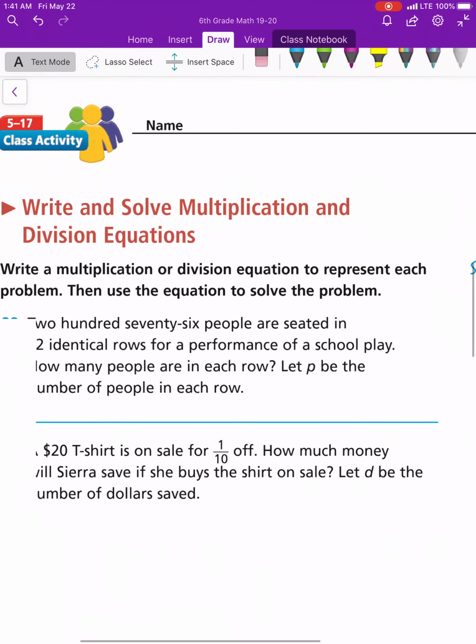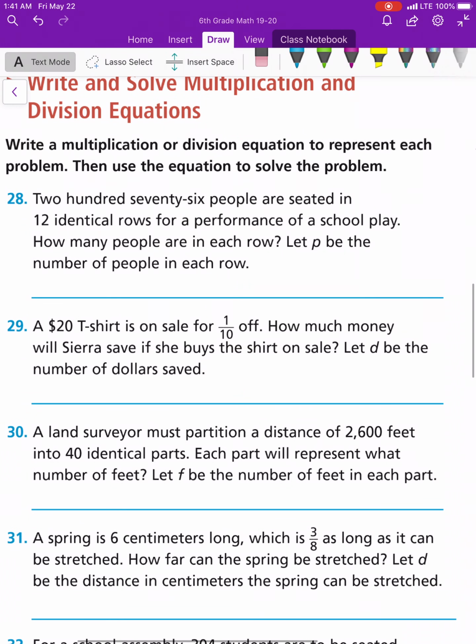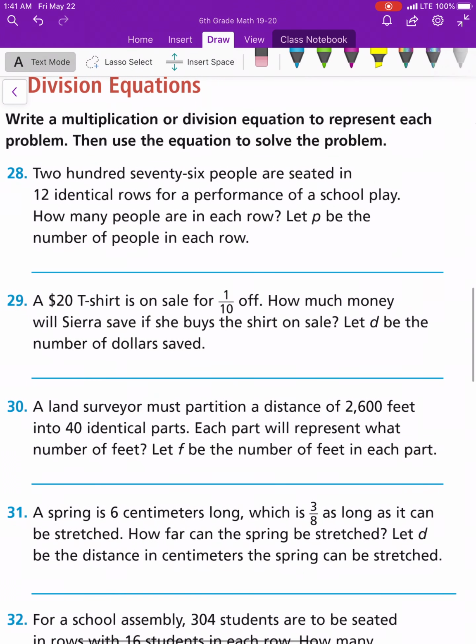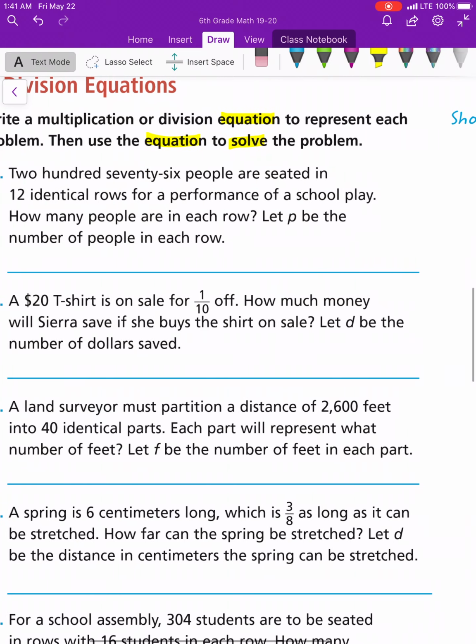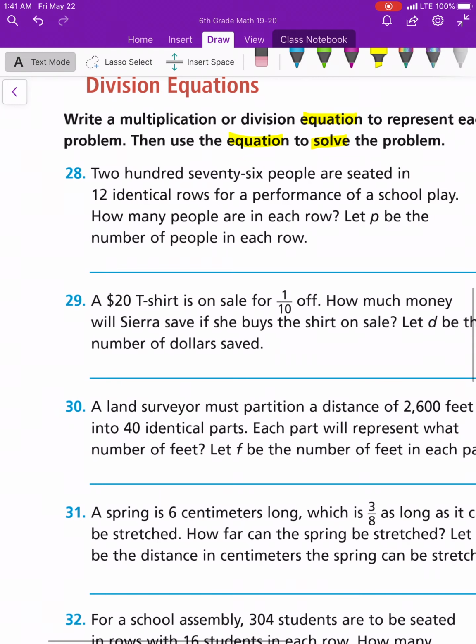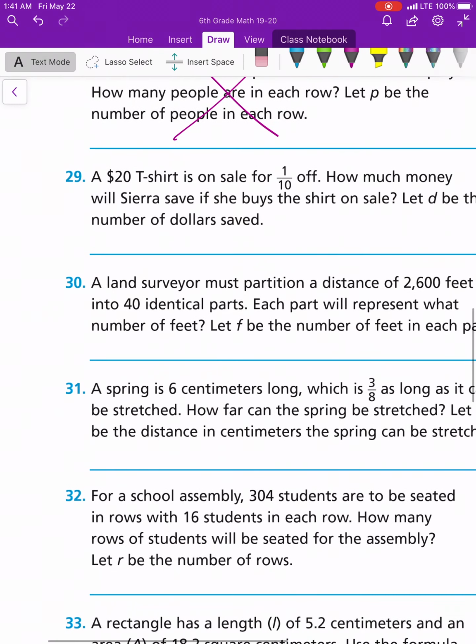The more difficult part is putting this into word problems, right? This is asking you to write a division or multiplication equation. It is asking you to use the equation to solve. Okay, so this is 276 people are seated in 12 identical rows for a performance. Oh, no, this is an even number, sorry. And actually, I'm only going to do numbers 29 and 31 on this.